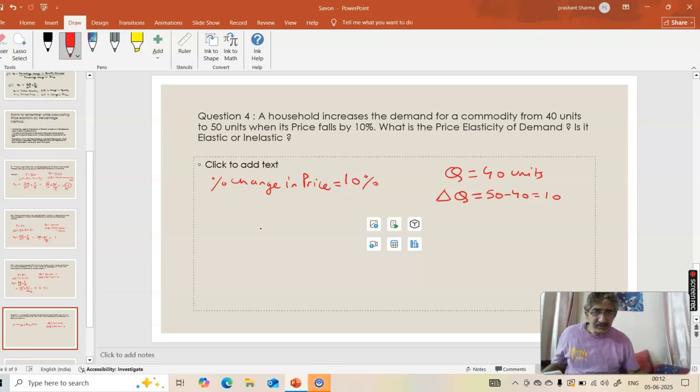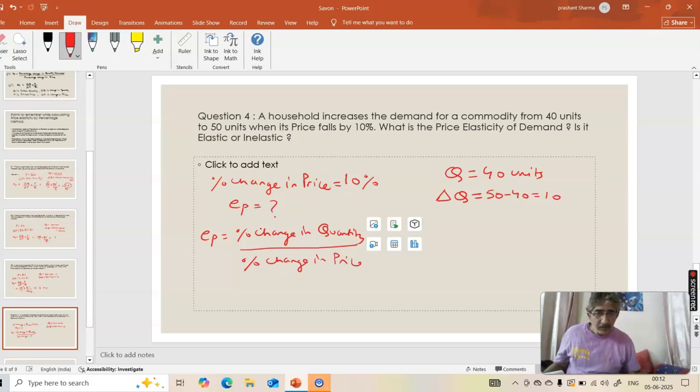What is price elasticity of demand? You need to calculate EP. Here you can apply the first formula. EP is equal to percentage change in quantity upon percentage change in price. Children, this you know, this is 10%, so this 10 I'm writing over here.